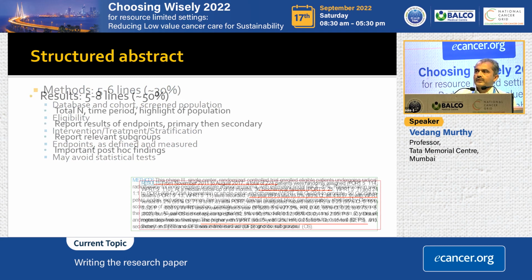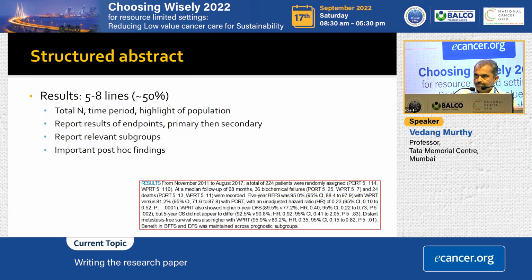Results is probably the largest part of the abstract. You talk about what you found: the primary and secondary endpoints, any relevant subgroups or post-hoc findings you found. These all come in the results, and all your p-values and the numbers, hazard rates, hazard ratios, DFS, OS come in the results.